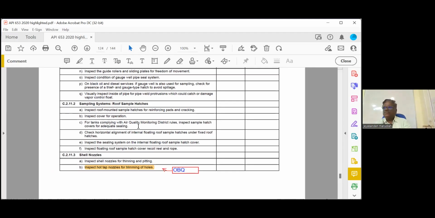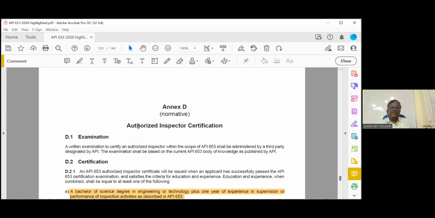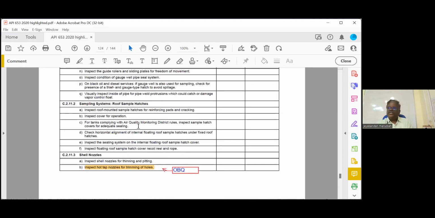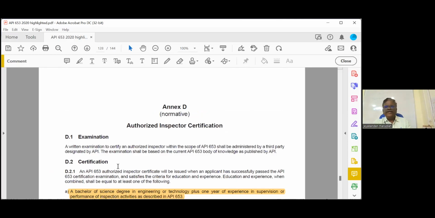Shell nozzle, which you have to check. That is also highlighted. Shell nozzles, C2.11.3. Okay. So the answer was: inspect hot tap nozzle for trimming of hole.